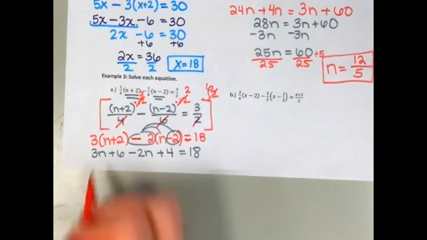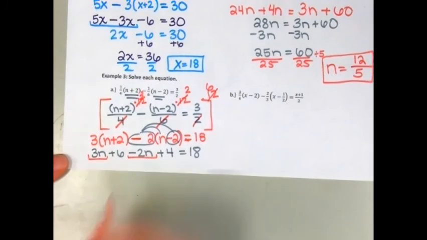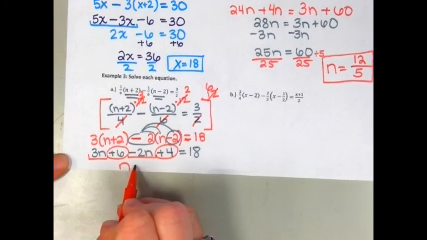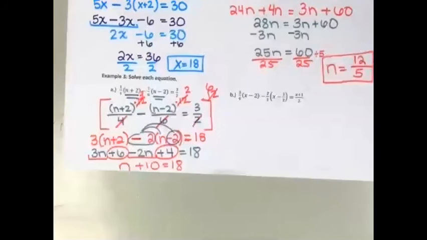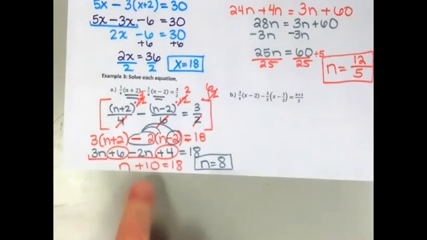Now combine like terms. 3n minus 2n is just n. 6 plus 4, 10 equals 18. So what is n going to equal in this one? n is going to equal 8. Why? So you have to subtract the 10 to the other side. Okay. All right.